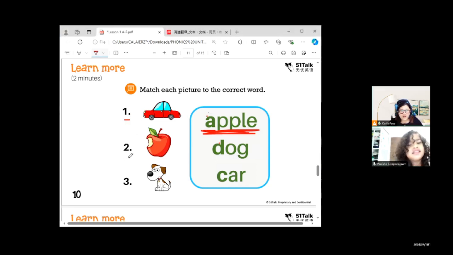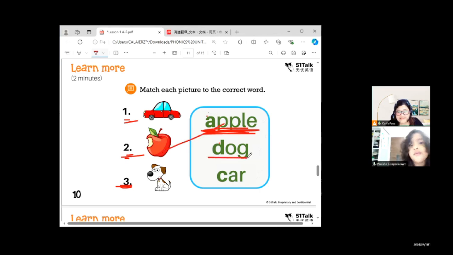Which picture? 1, 2, 3. Apple. Where is apple? Here. Picture 1, 2, or 3. Saan man? 2. Very good.